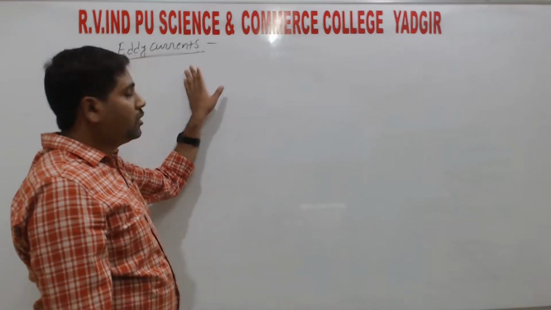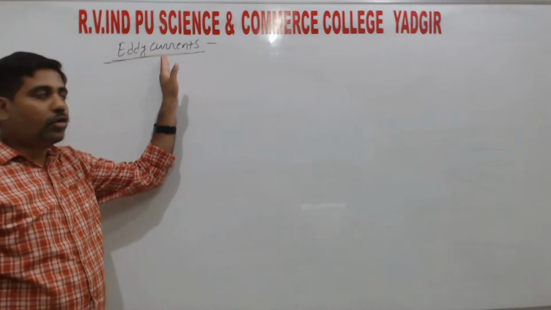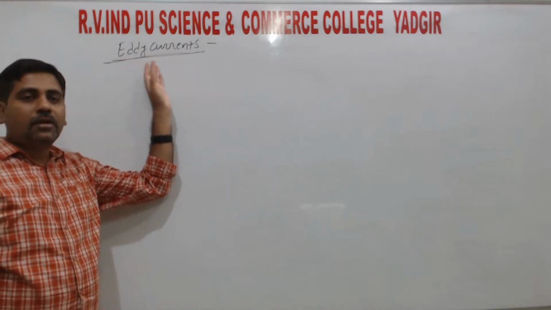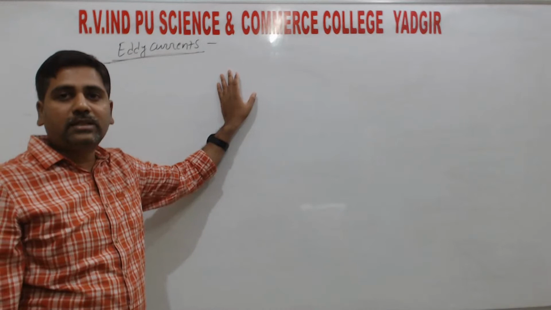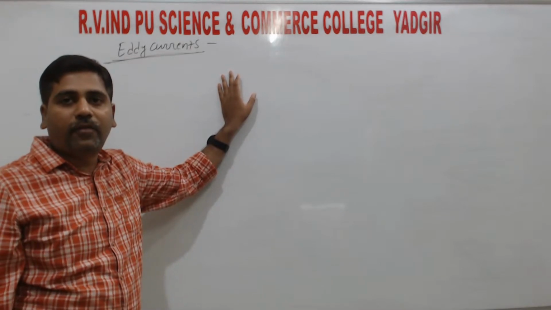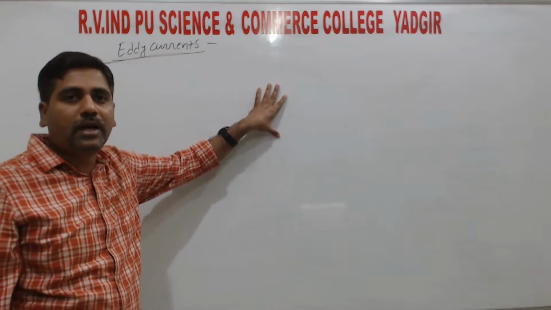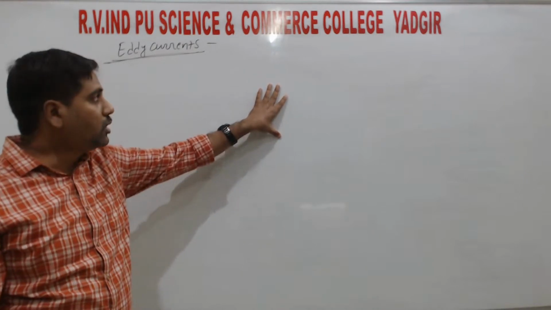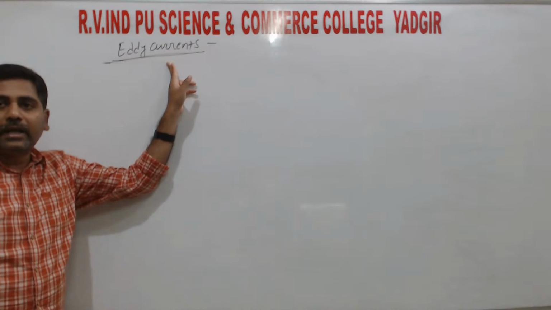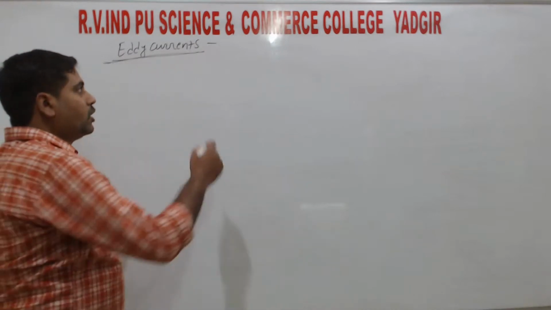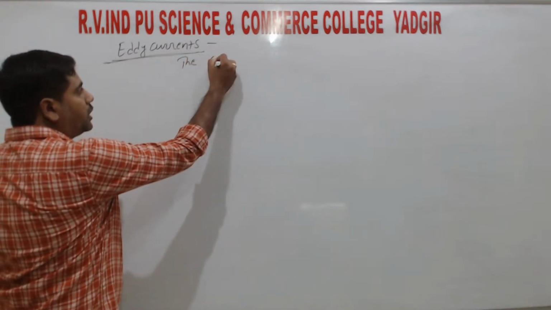Similarly, here we have current. Eddy current means when a thick conductor is placed in an alternating magnetic field, that means a varying magnetic field, current is induced in it. So what do we call that current? Eddy currents, right?